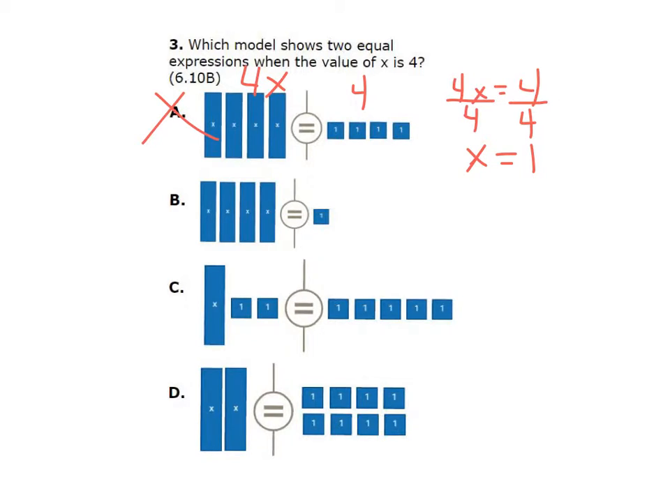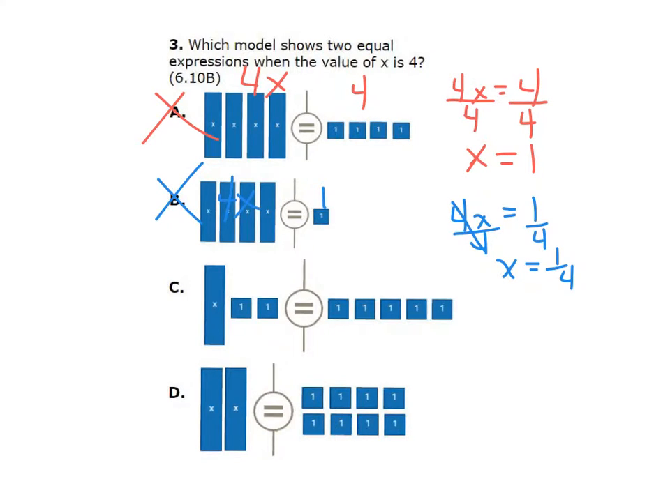For letter B, you have 4x and it goes to 1. So we have 4x is equal to 1. This is multiplication, so you would divide. So in this case, this becomes x is equal to 1/4. So that means this is not 4. So my answer B is not going to be correct.